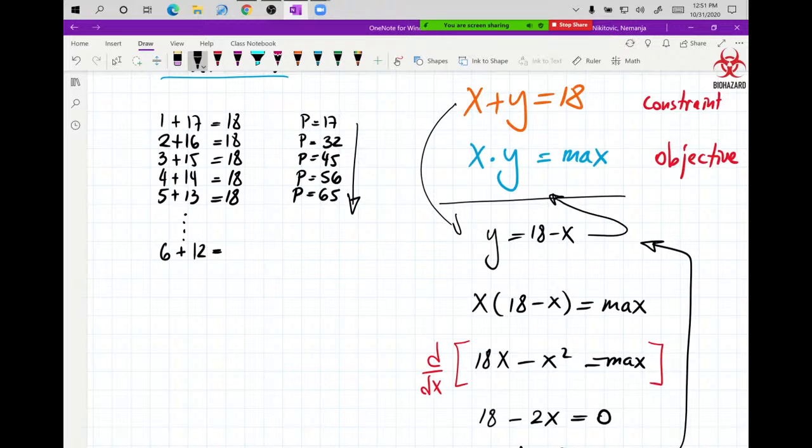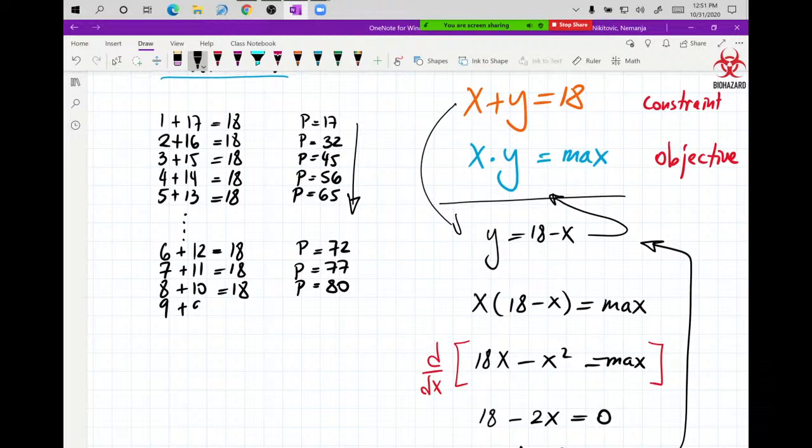Now, we can go back to our list and say, okay, let's check that. So 6 plus 12 is 18. The product of that is 72, still going up. 7 plus 11 is also 18. The product in that one is 77. Then 8 plus 10 is also 18. The product is 80. You see how the gaps are kind of slowing down?